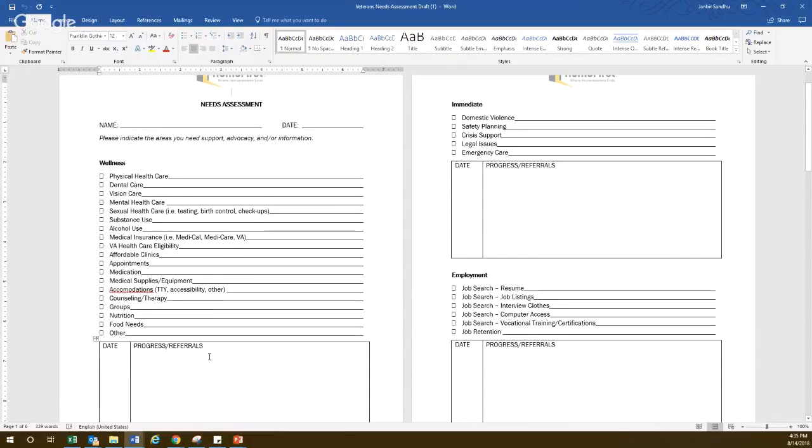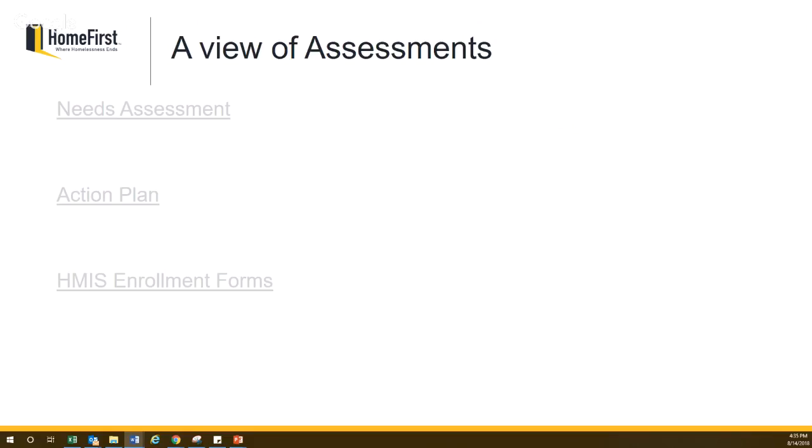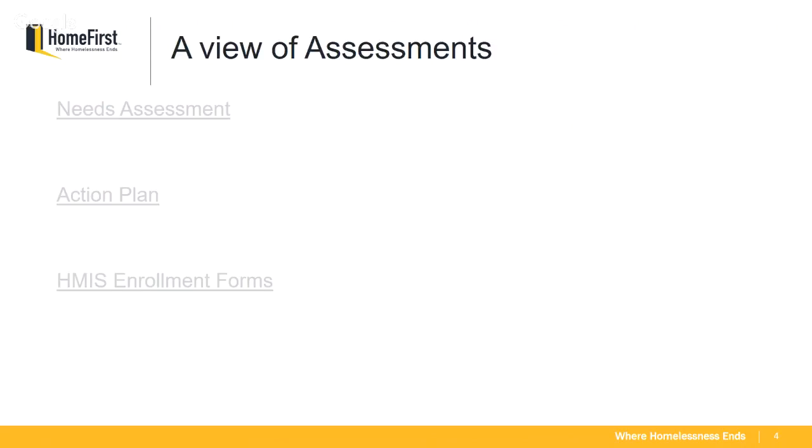And this is a place for the case manager or the working resident advocate or anyone to write the progress. What's going on? What's happening? Where were they referred? What were the next steps? So that we can really look at this assessment form as a living and breathing document. It really is helpful in understanding and assessing their current needs and moving forward. So that's one form, our needs assessment form.